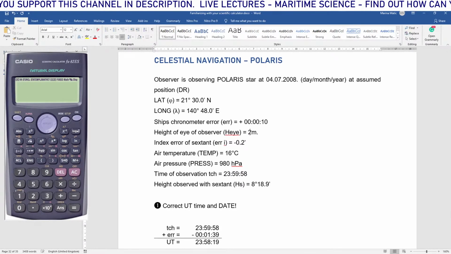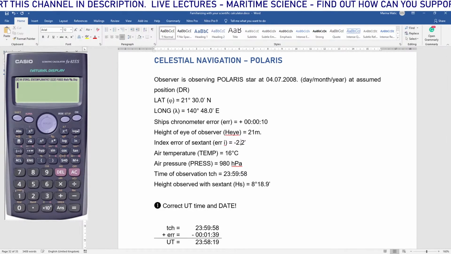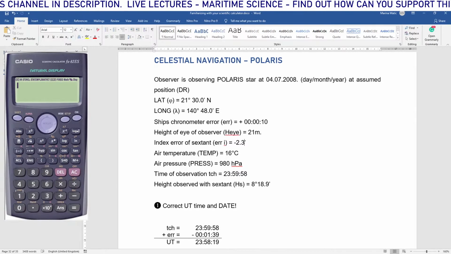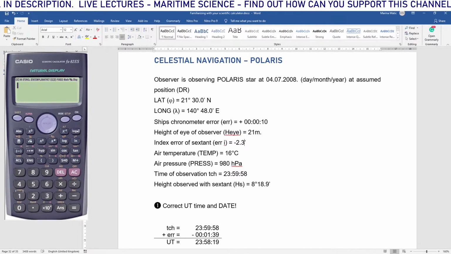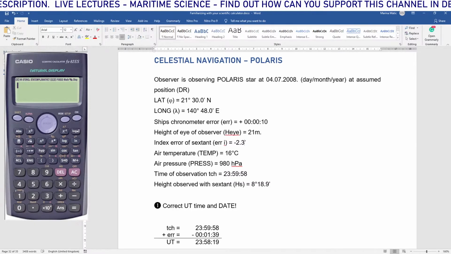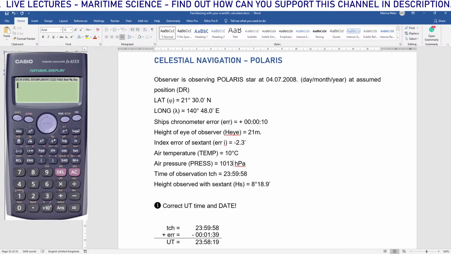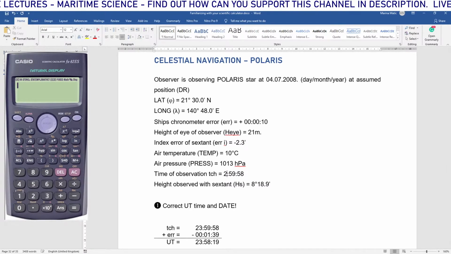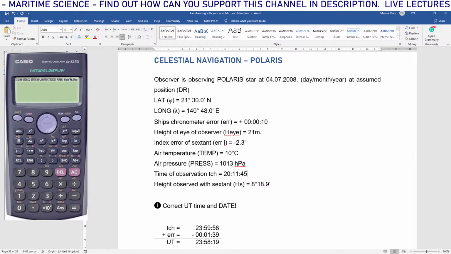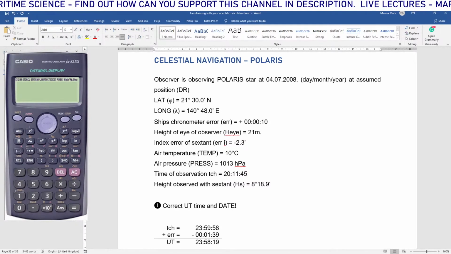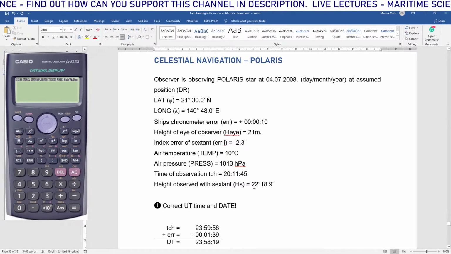Height of the eye is 21 meters. Sextant error, we have a big sextant error, 2.3 minutes. So that's the index error, a permanent error provided to us by the manufacturer. We cannot correct this, so everything that we measure with this sextant will have an error of minus 2.3. Temperature is 10 and pressure is 1013. And also we have the time of observation, chronometer time is 20:11:45. That is the time of observation that we read from our chronometer on our ship. And height observed with the sextant is 22 degrees, 14.4.